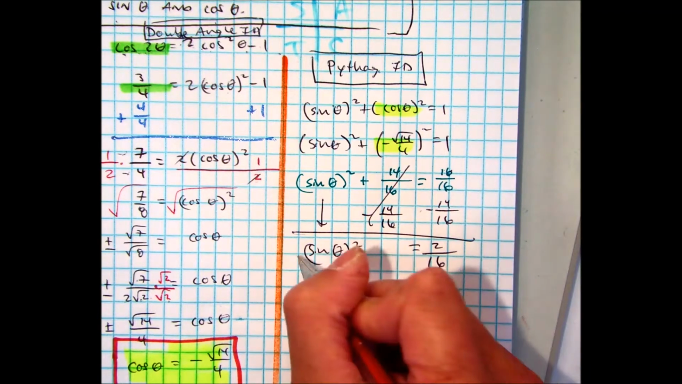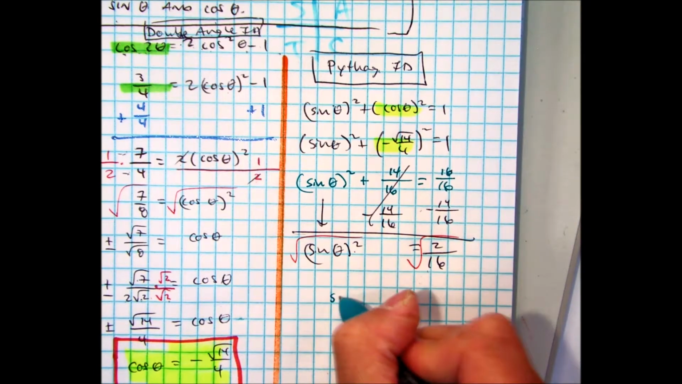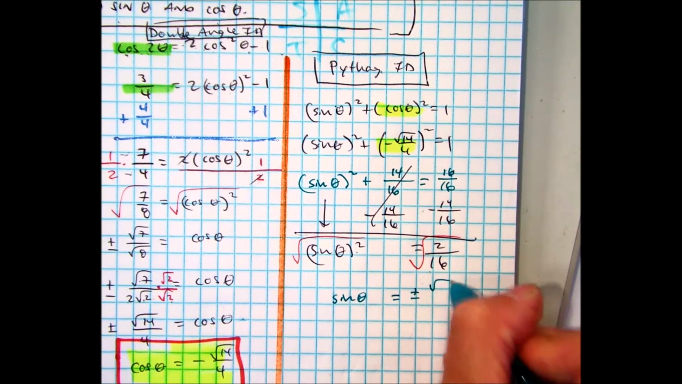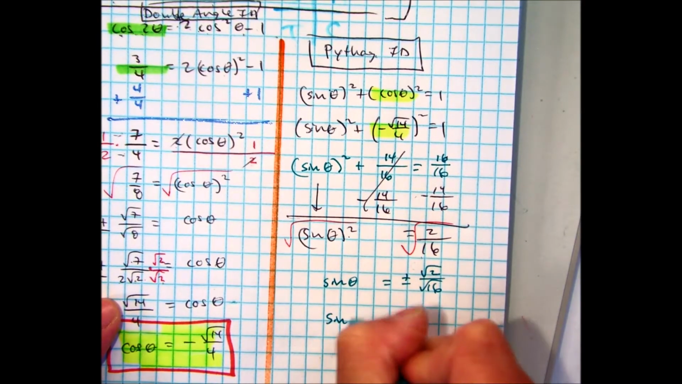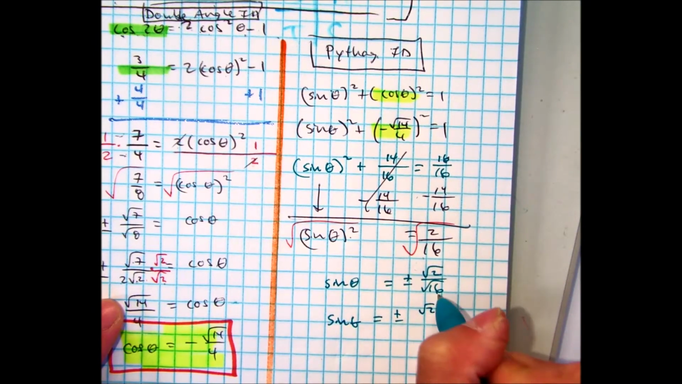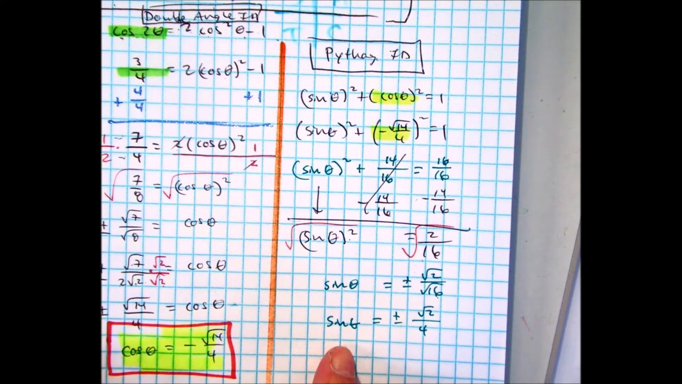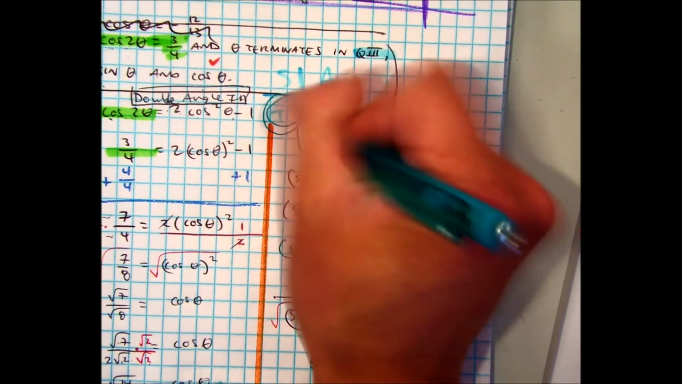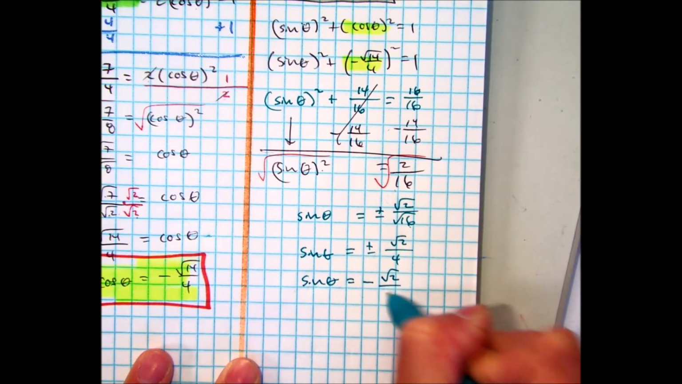If I take the square root of both sides, sine of theta equals plus or minus the square root of 2 over the square root of 16. Sine of theta equals plus or minus radical 2 over what? 4. Do you see why I didn't simplify? And sine in quadrant 3 is negative. So sine of theta equals negative radical 2 over 4.